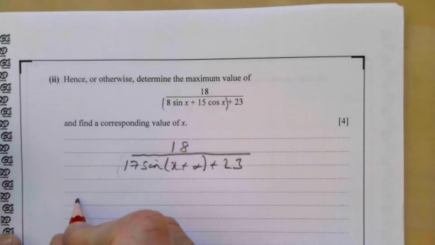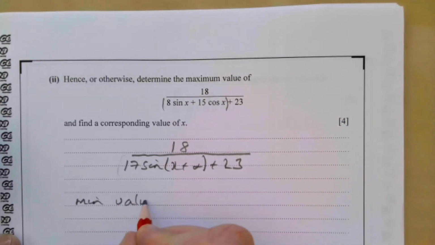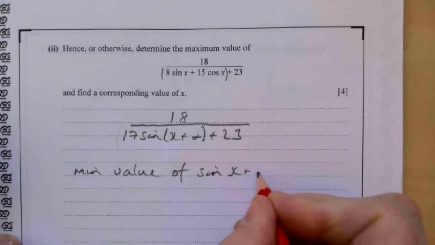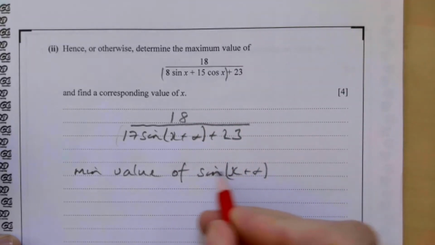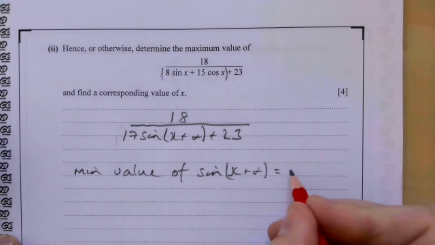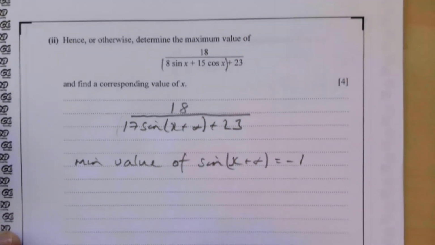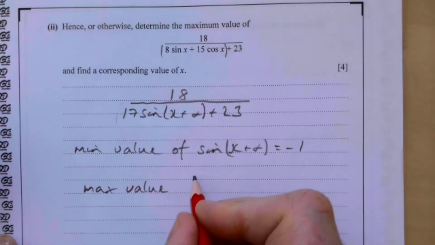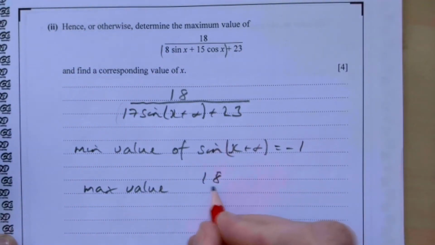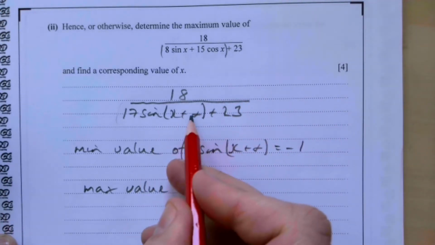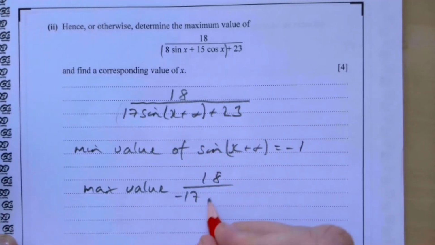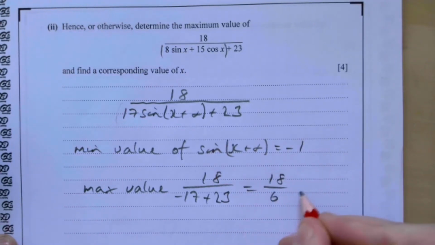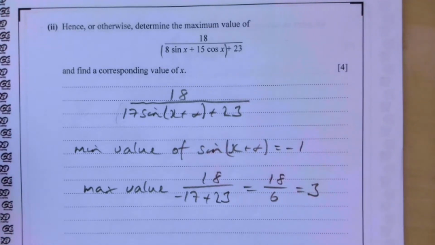So the minimum value of sine x plus alpha, the smallest value you can get out for any time you hit sine is of course minus 1. That means then the maximum value is going to be 18 over, if that's minus 1, that then is going to be minus 17 plus 23, which is 18 over 6, which is going to be 3.